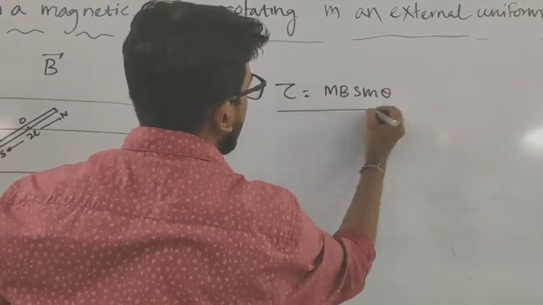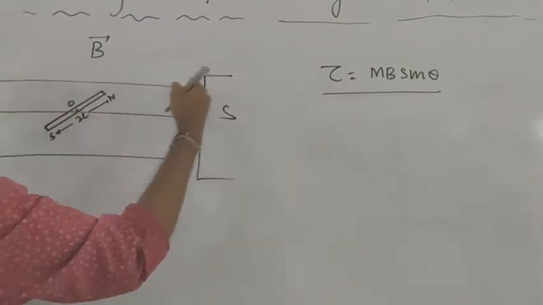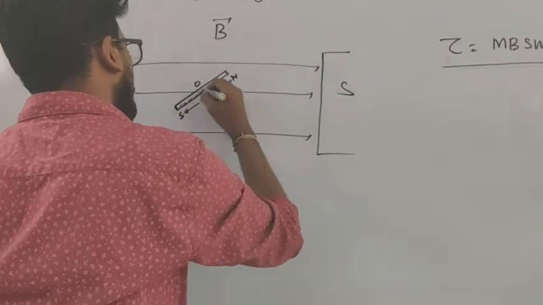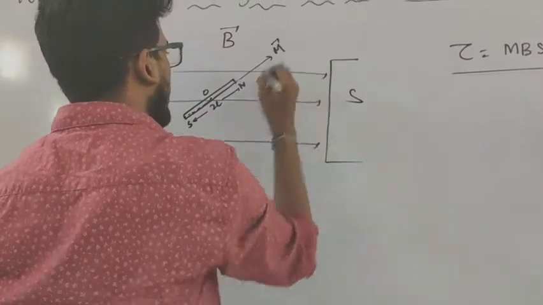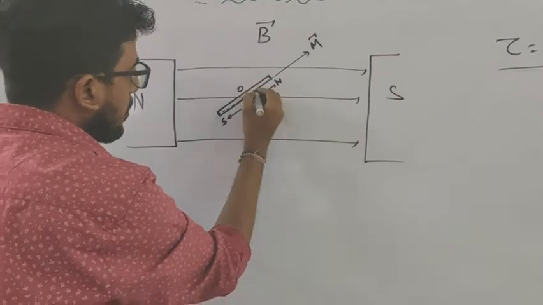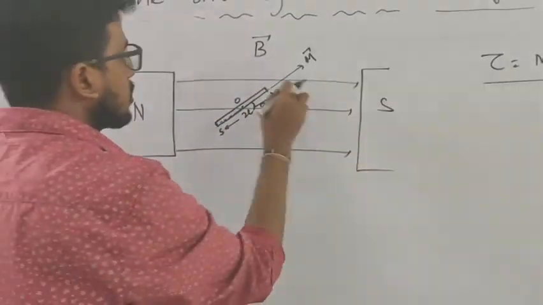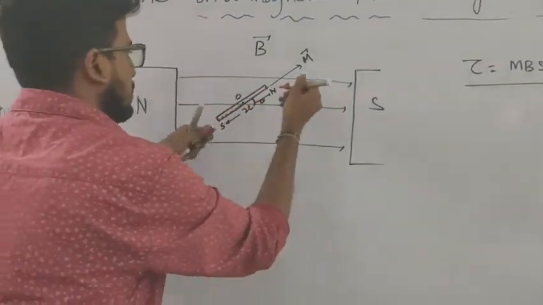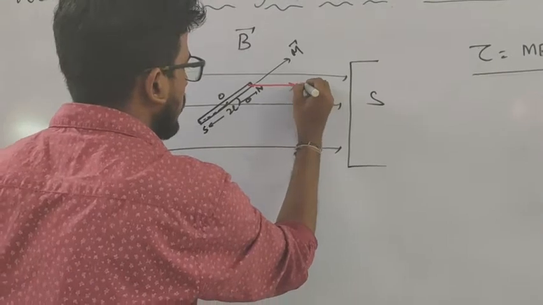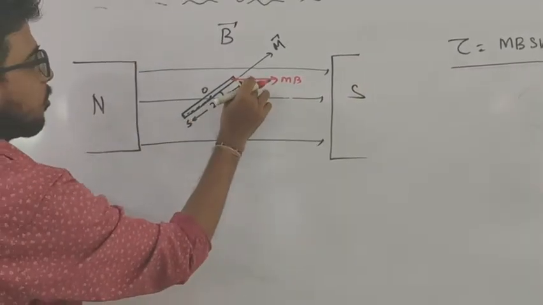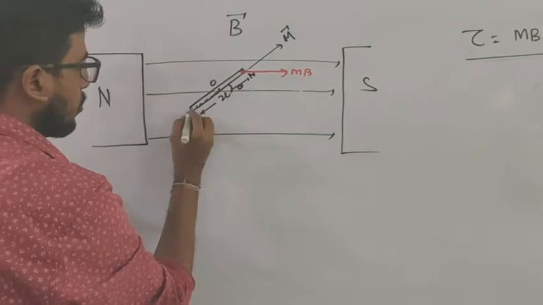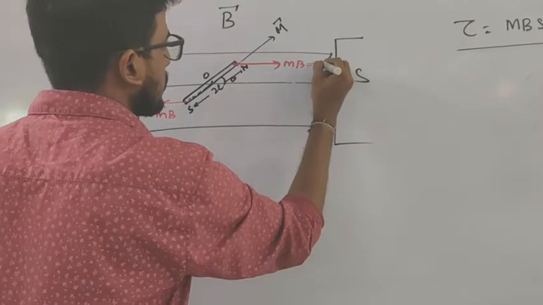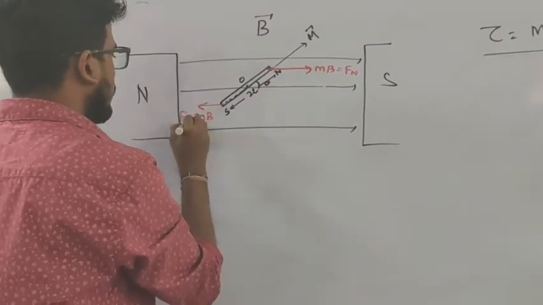What is theta? Theta is the angle between the magnetic dipole moment direction and the magnetic field strength. So here is the south pole and here is the north pole. The direction of M will be along this, and initially B is along this, so theta will be the angle between these two. Clear? As here is the north pole, it will experience a force along this direction, which is equal to mB, as the pole strength of both the poles of the dipole is m, and the south pole will experience a force along this direction, that is again mB. As we discussed previously, this is Fn, this is Fs. Clear?